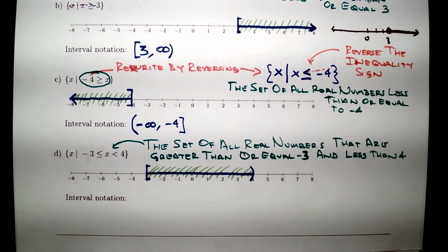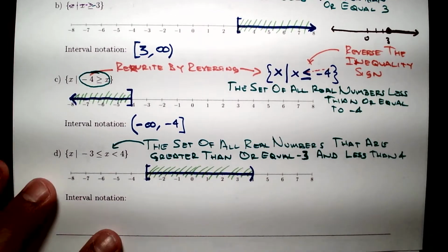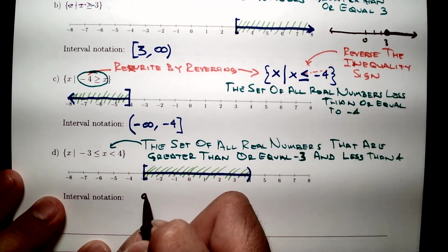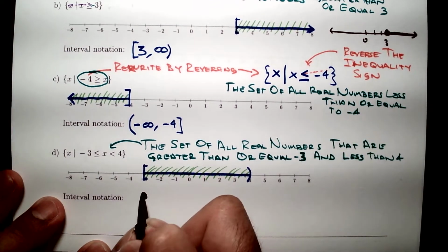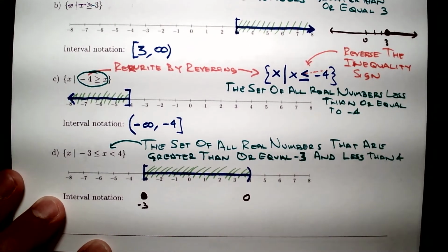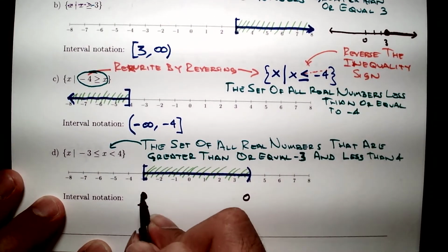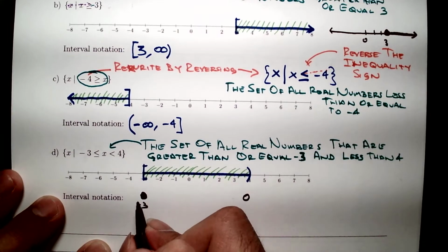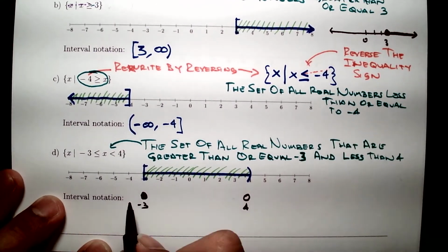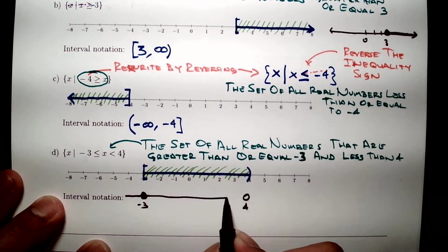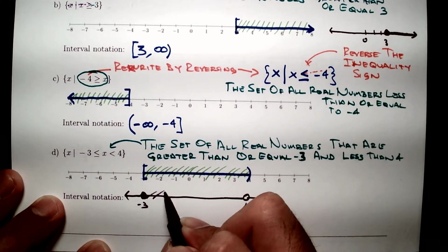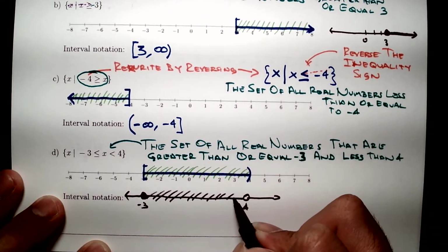So an alternative way to graph this one is by having a solid line at -3, a solid ball, a solid point, and an open hole for the number 4. And that's how we shade this.